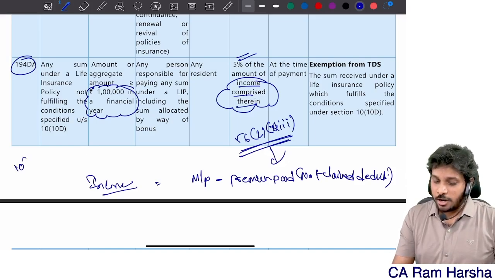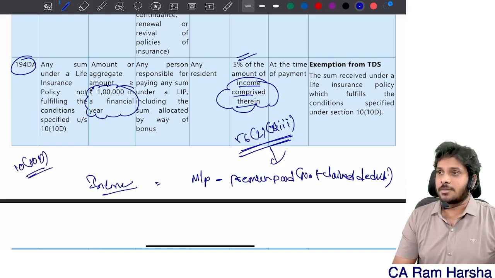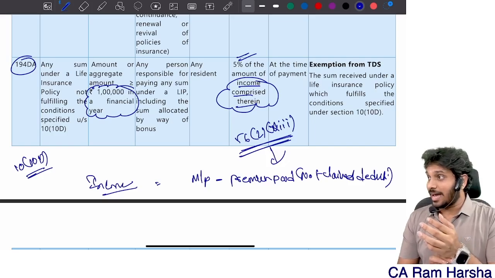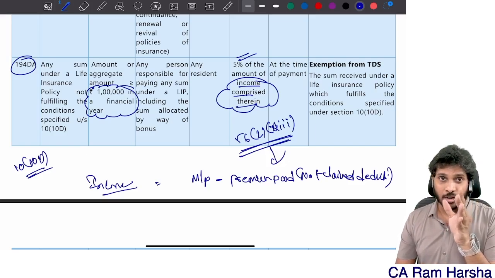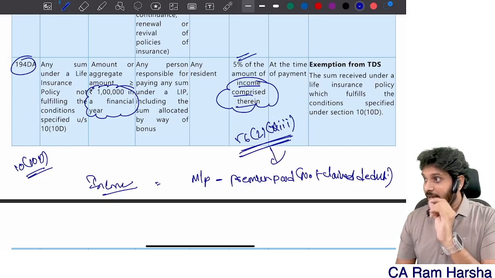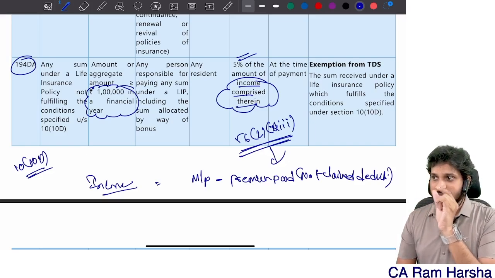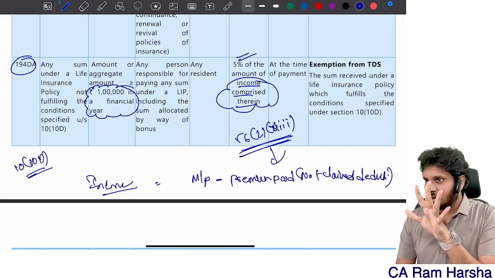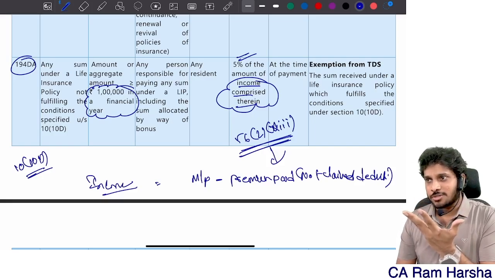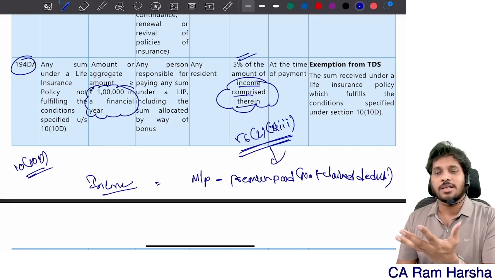Now, actually on 10(10D), there is a big clarification. How to calculate this exemption, especially if the insurance policy is taken on or after 1st April 2022, and the premium payable for a particular policy is exceeding 5 lakh. Remember this? No, you don't know this amendment. So big amendment, other sources. Very big amendment in other sources.